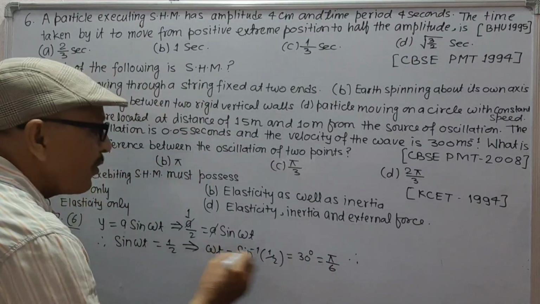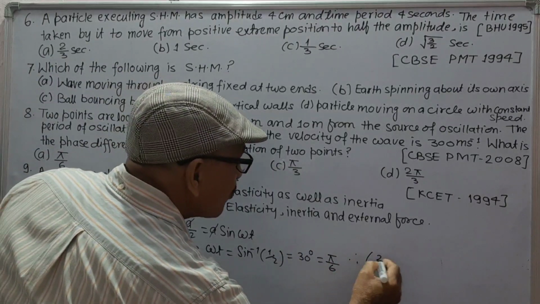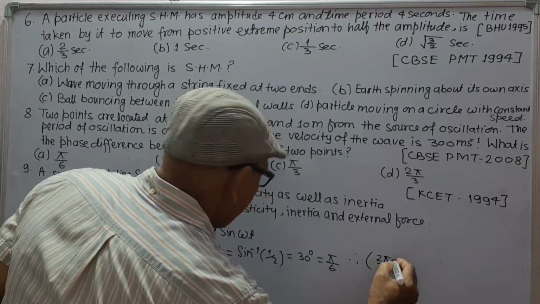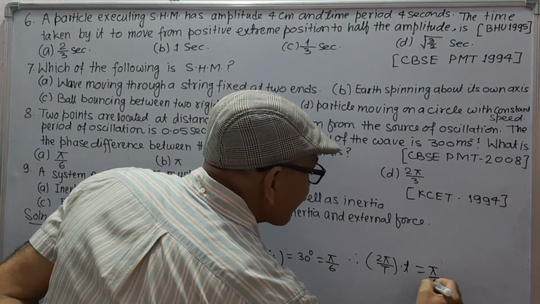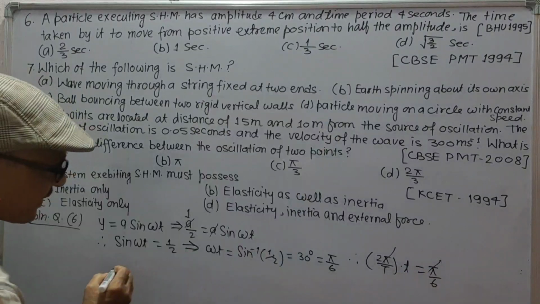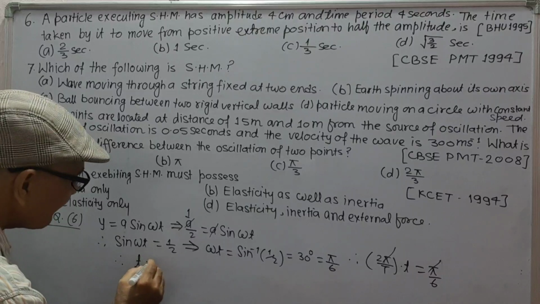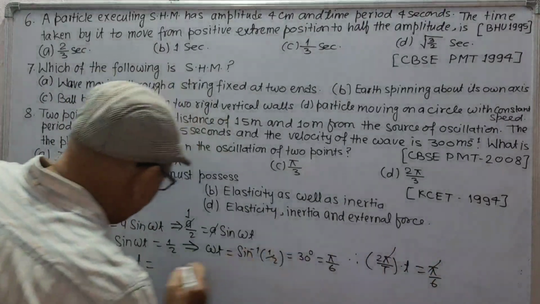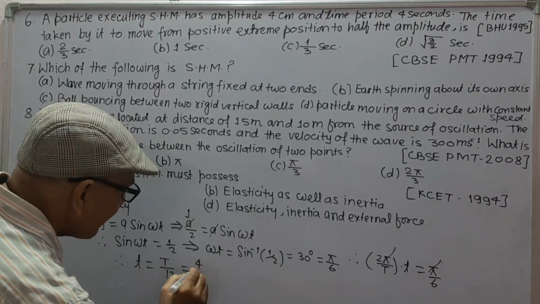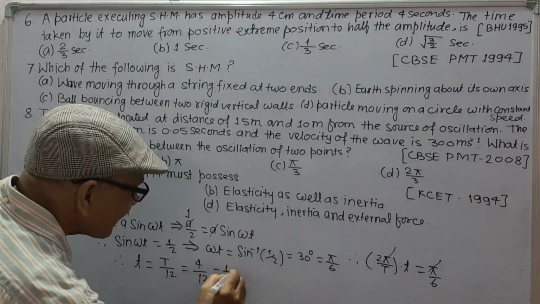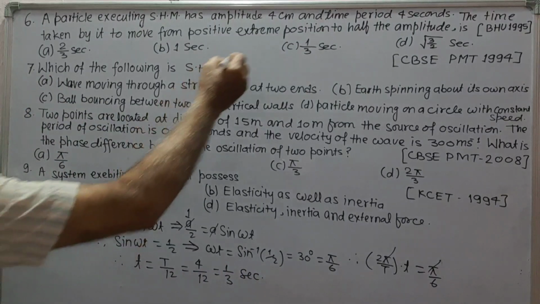Therefore omega, which means 2 pi by T, into small t is equal to pi by 6. Pi cancels out. Therefore t will be equal to T upon 12. T is 4, so 4 upon 12 means 1 by 3 seconds. So the correct option will be C.